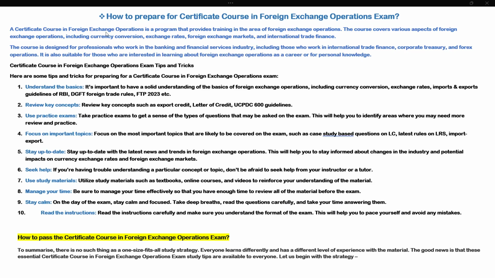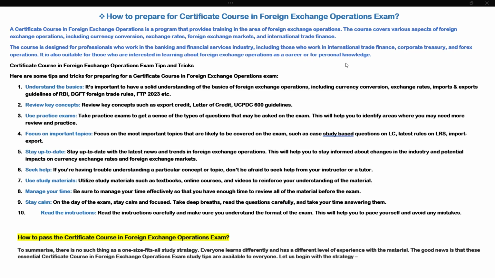The certificate course in foreign exchange operation is a program that provides training in the area of foreign exchange operation. The course covers various aspects, including currency conversion, exchange rates, foreign exchange markets, and international trade finance. This course is designed for professionals who work in the banking and financial services industry, including international trade finance, corporate treasury, and Forex operation. It is also suitable for those who are interested in learning about foreign exchange operation as a career or for personal knowledge.